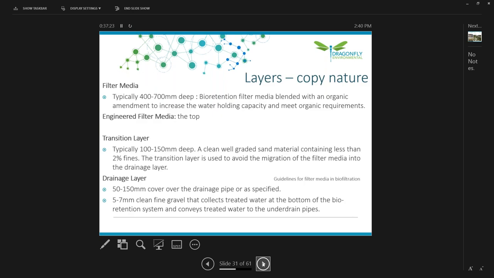So, as I mentioned, it copies nature. You've got the different size material at each part, and it does drain through wonderfully. In theory, it ends up in the pipe and comes out as clean water at the bottom. So worth having a look at, but definitely think of maintenance every time you do these.